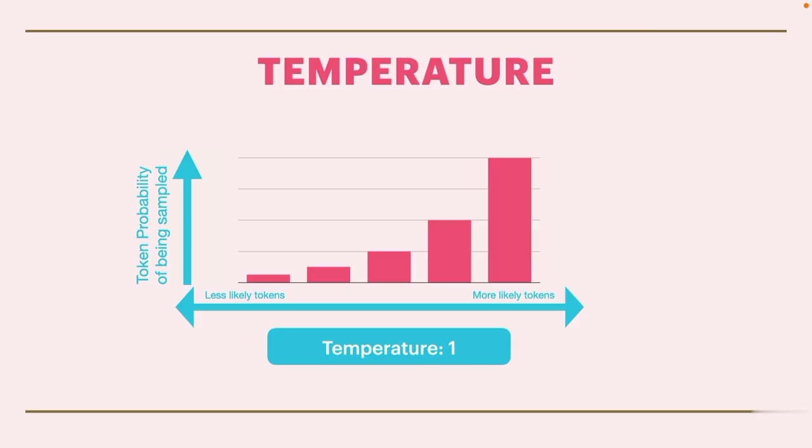The temperature parameter, again, is set to 1 by default, but as a developer, you can adjust the temperature parameter to balance randomness and consistency based on your desired application or user experience. In the next video, you will understand the max tokens parameter.